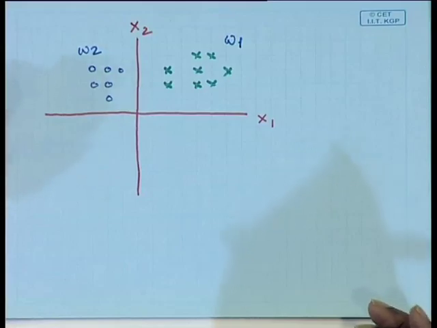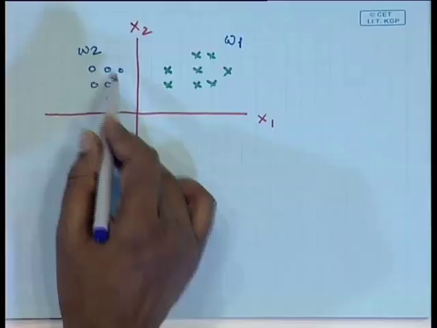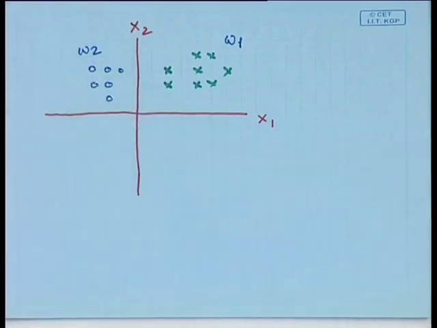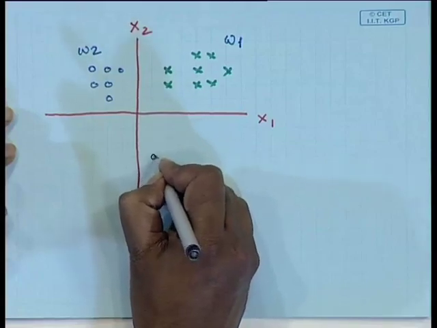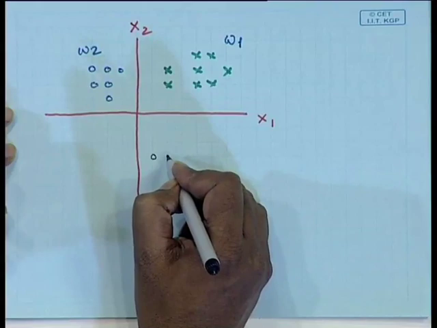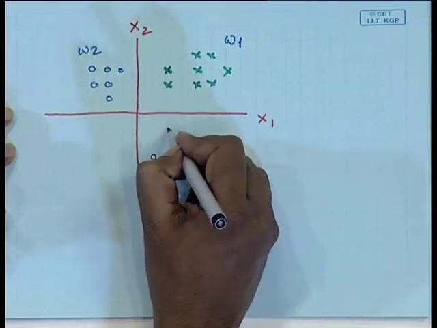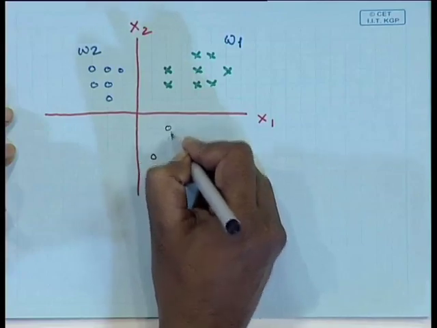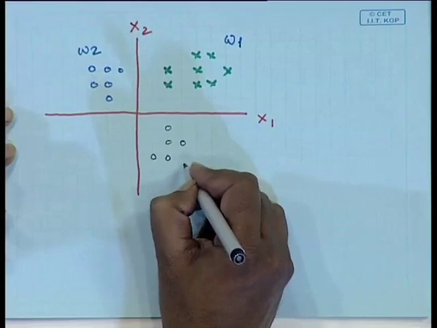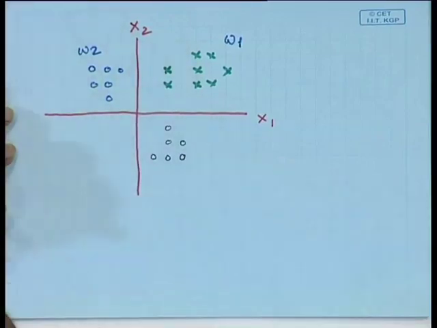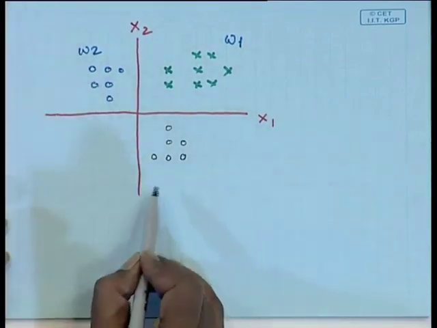So, as I said, to have a uniform decision rule, I negate all the samples which are given from class omega 2. So, all these samples have to be negated. The negated samples will be like this, I will have over here, so these are the negated samples. So, if this is y, this is minus y.